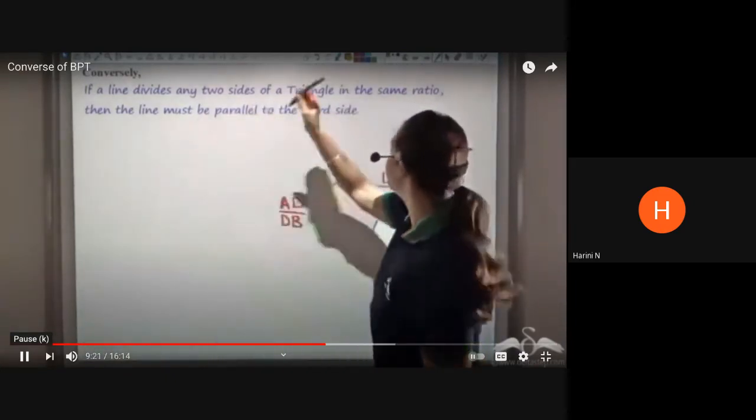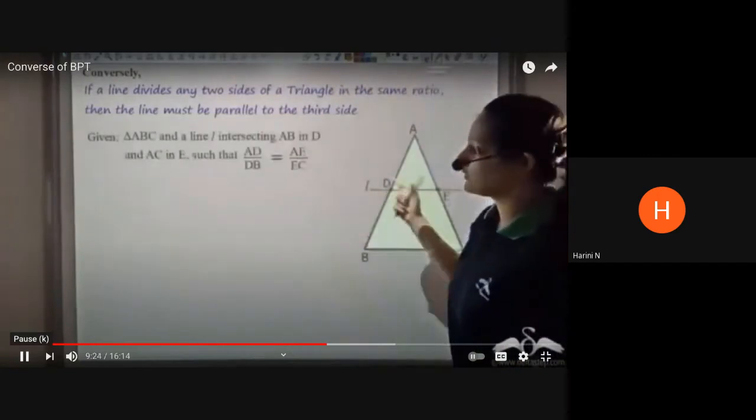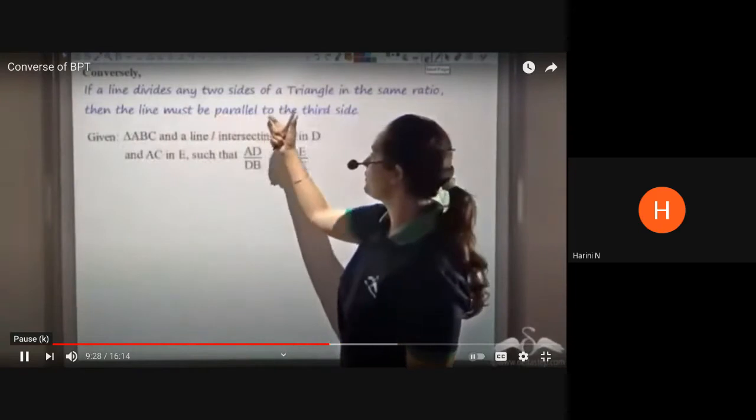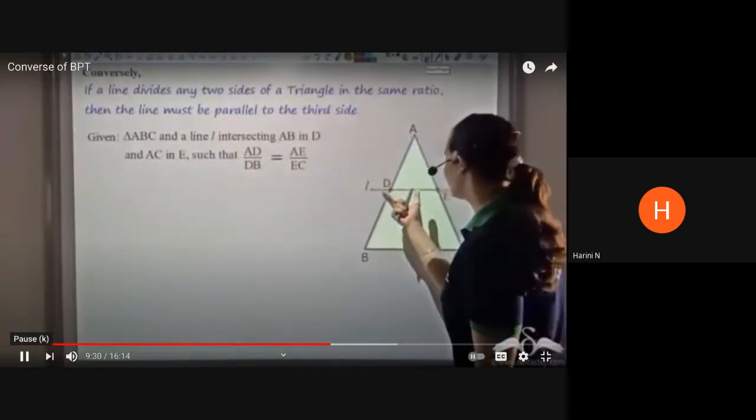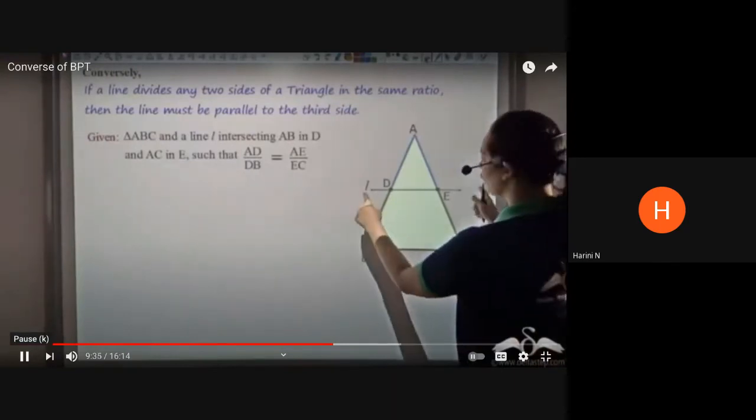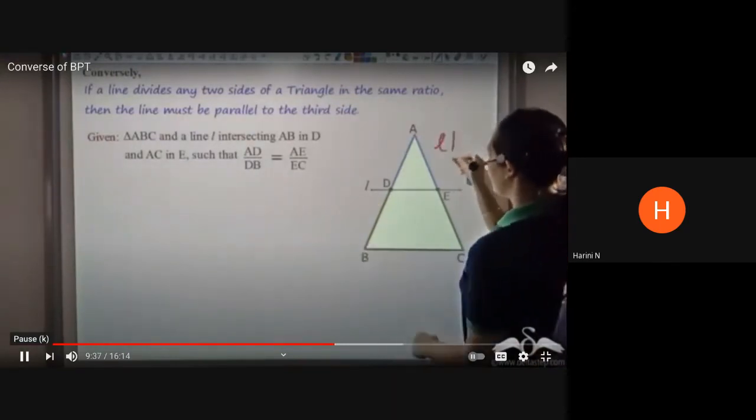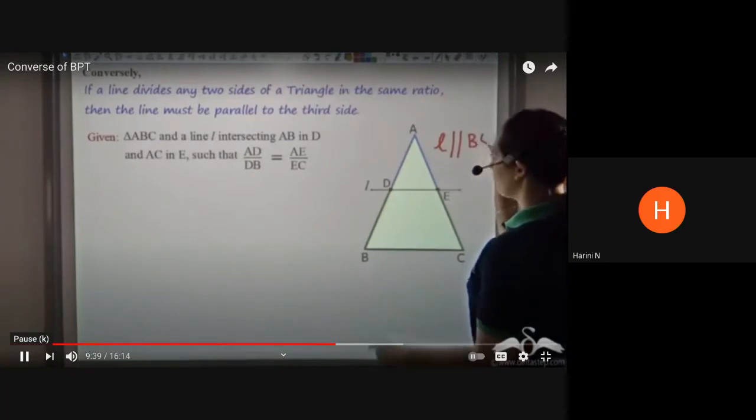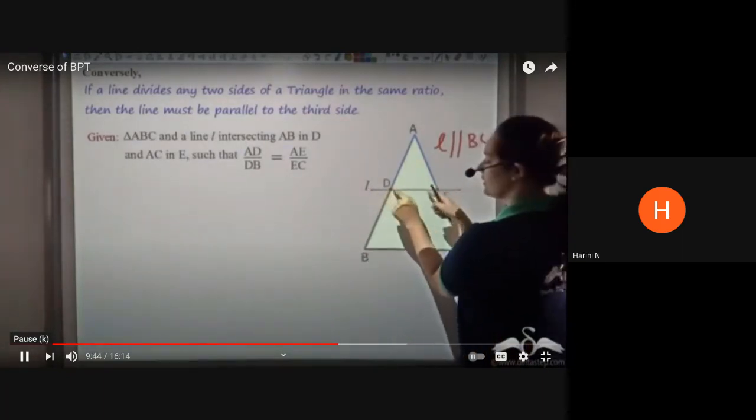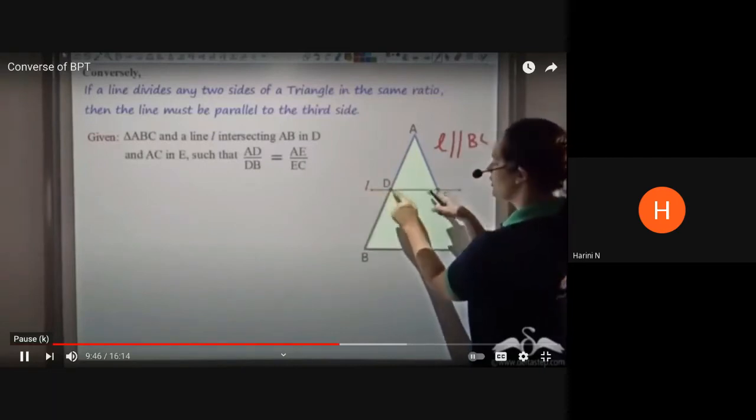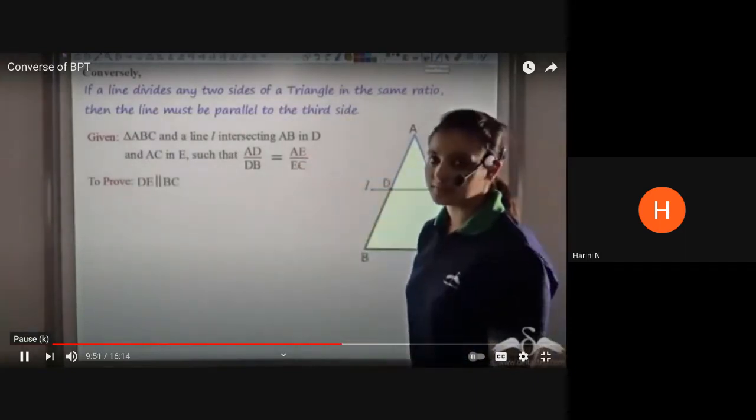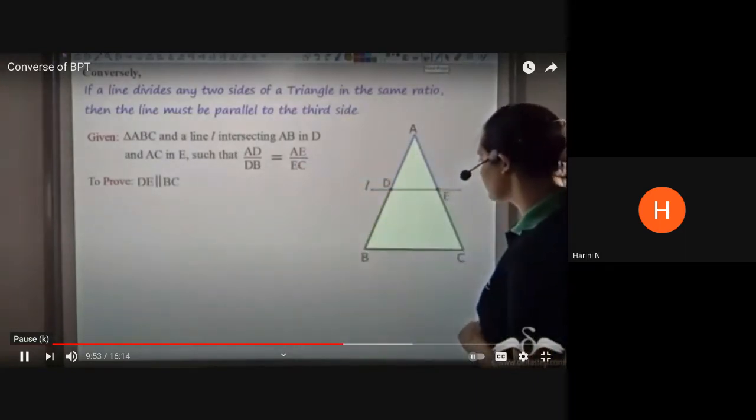What we need to find is that the line must be parallel to the third side. That is, this line L should be parallel to the third side, which is BC. So I need to prove that L is parallel to BC. DE produced is actually line L. So I can say I need to prove that DE is parallel to BC. Now how do I move forward from this?